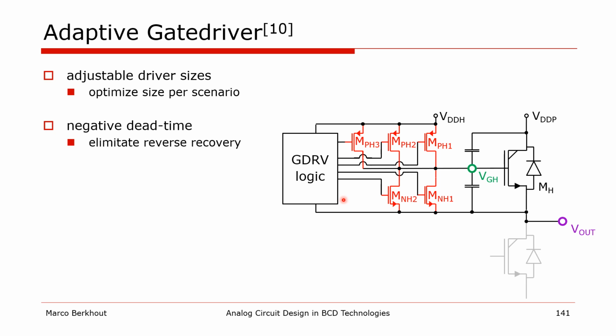Also, during hard switching, gate discharge of the power FETs is delayed as long as the current flows in the reverse direction. This results in an essentially negative dead time and is done to prevent current flowing through the body diode, and this effectively eliminates reverse recovery.